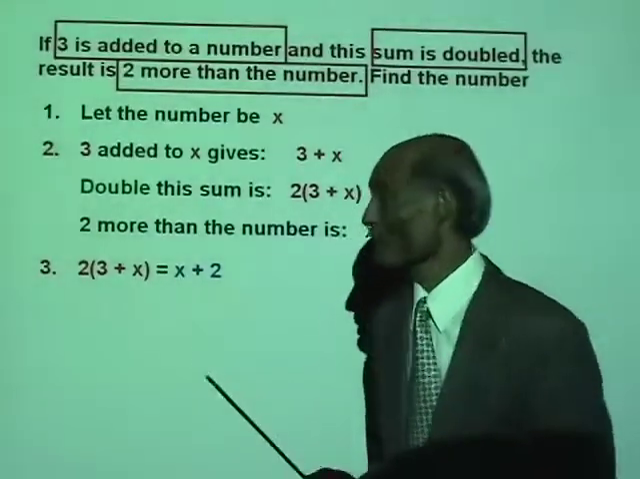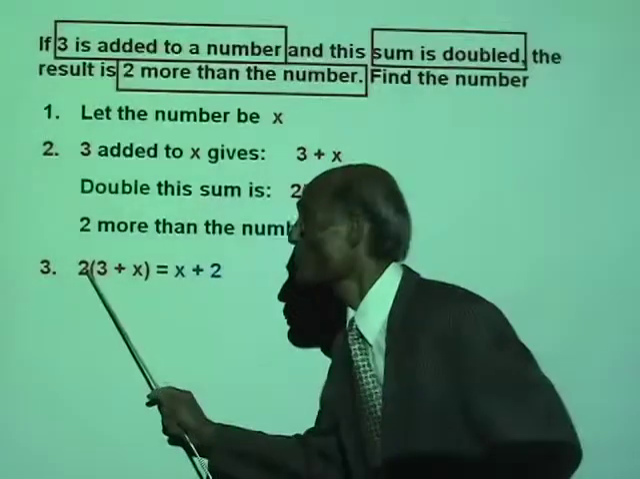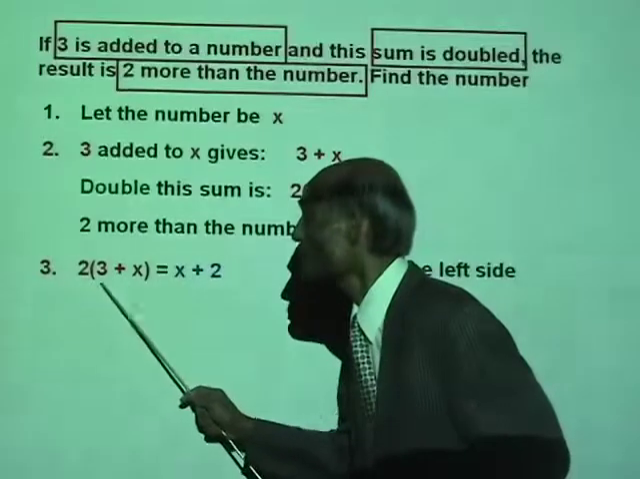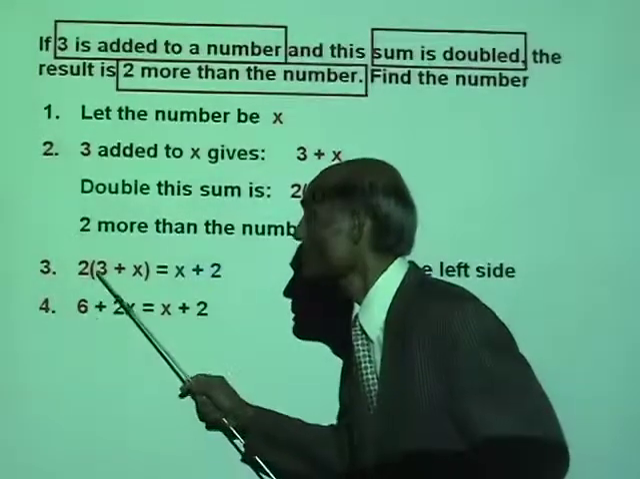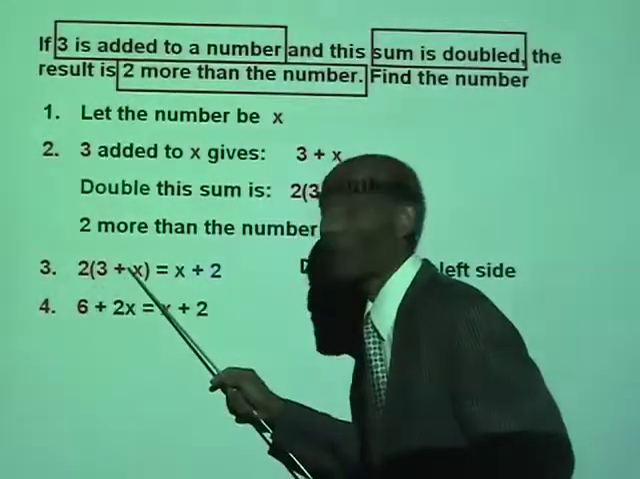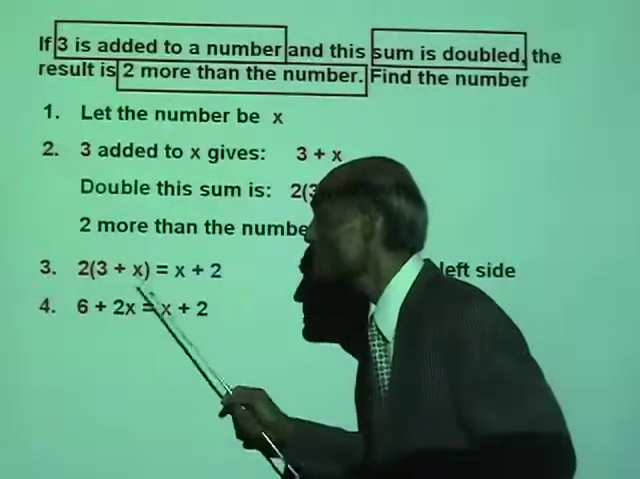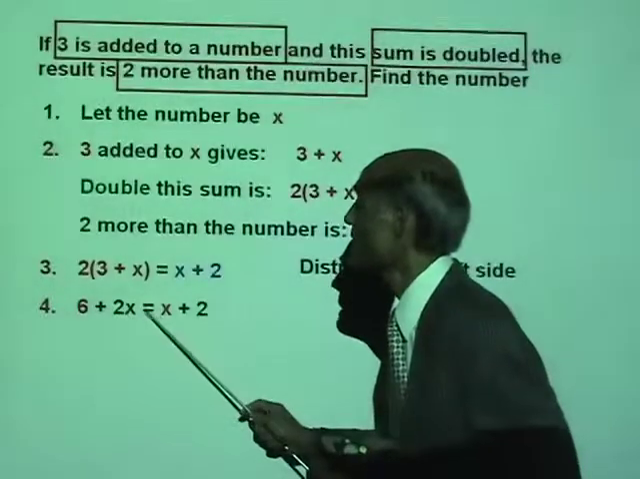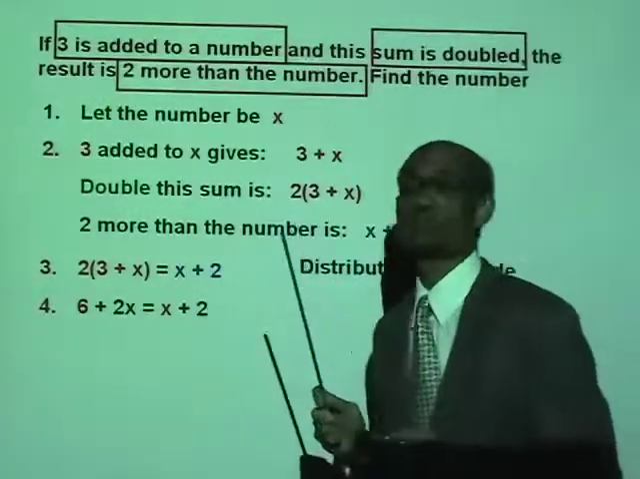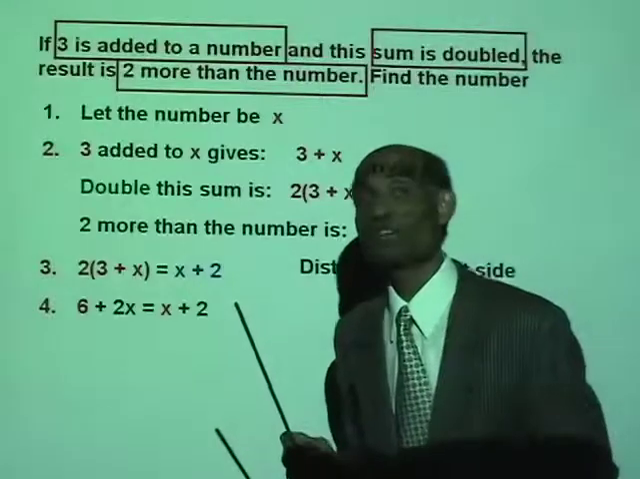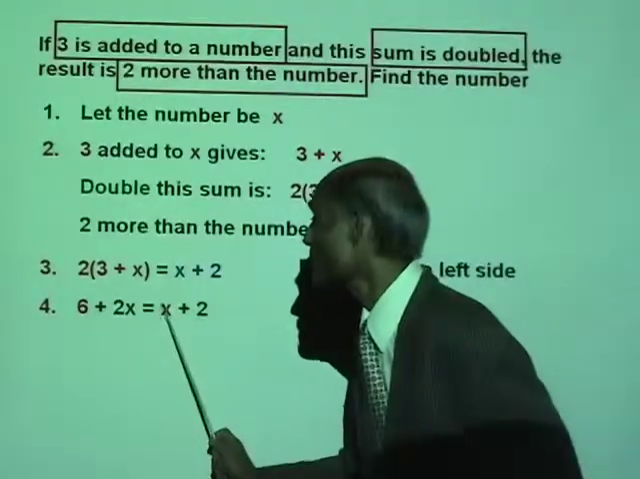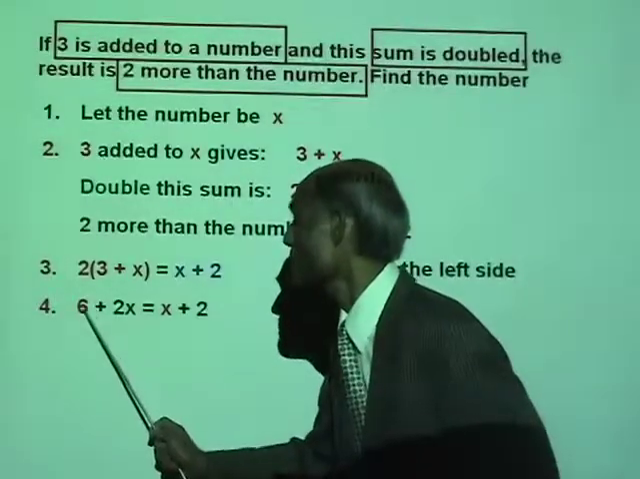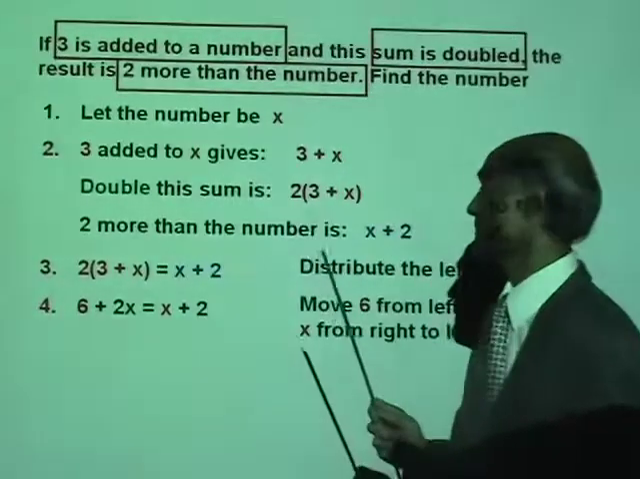Okay? How will you solve it? First of all, distribute the 2, right? 2 times 3 is 6. 2 times positive x is plus 2x. So the left hand side is 6 plus 2x equal to x plus 2. What is the next step? Move the x from the right to the left and the 6 from the left to the right.